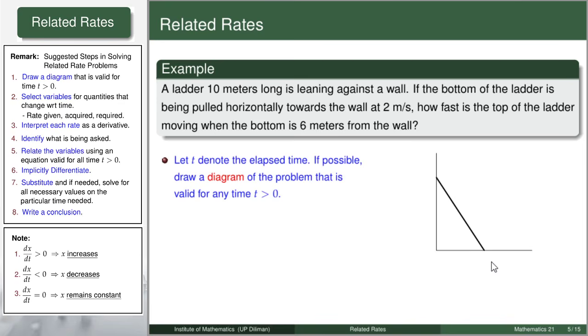But whatever the case, whether I moved it for 1 second or maybe I moved it for 1 hour, it will not change the fact that the ladder will always make a triangle of this form, where the tip of it will always be leaning on the wall, and the bottom part will always be on the ground. The ground will also be perpendicular against the wall, and thus this will always be true for any time greater than 0.